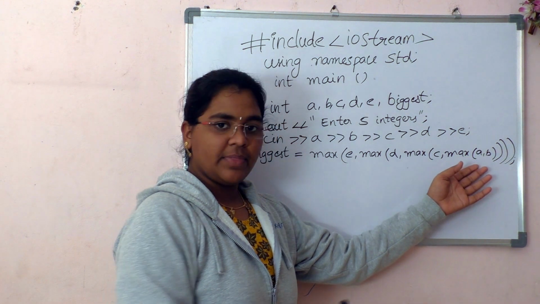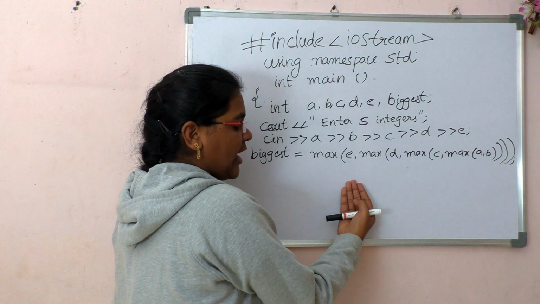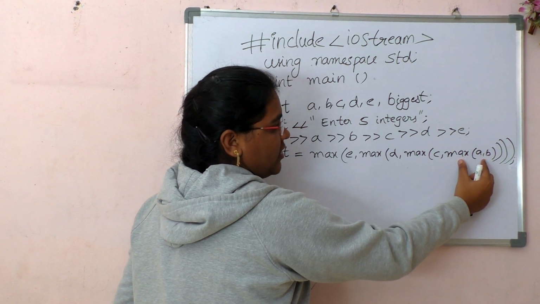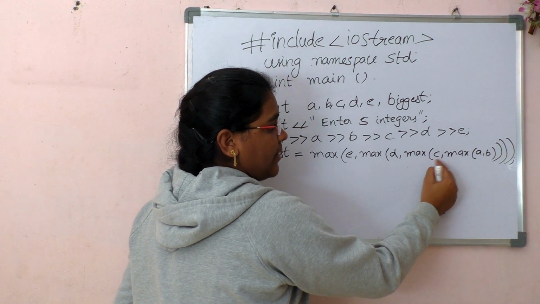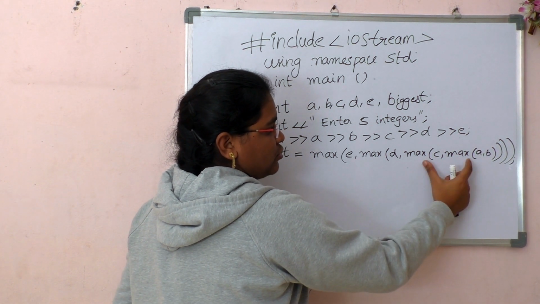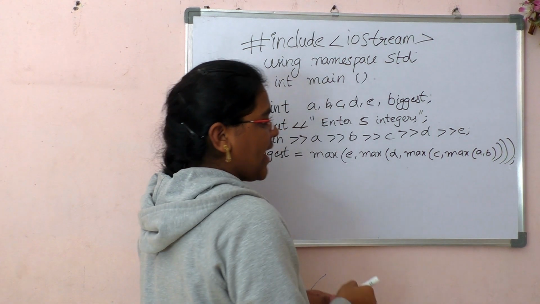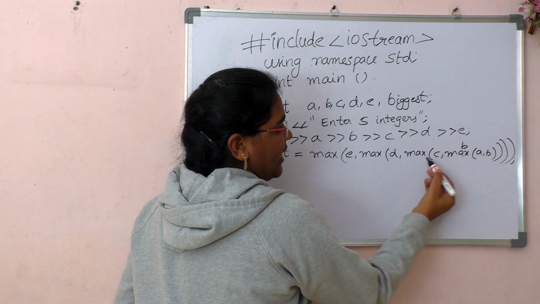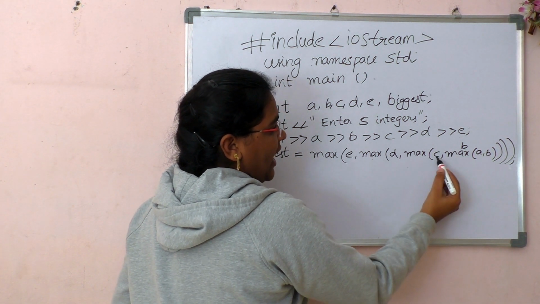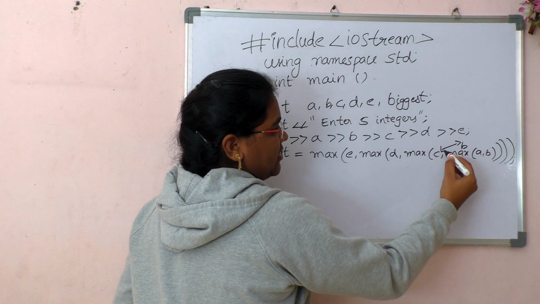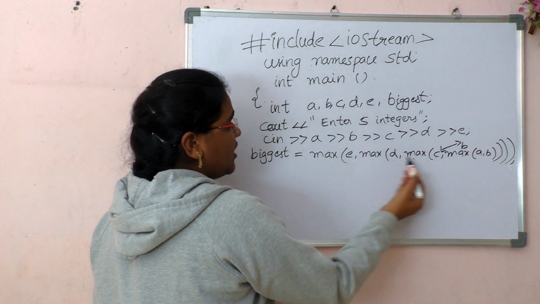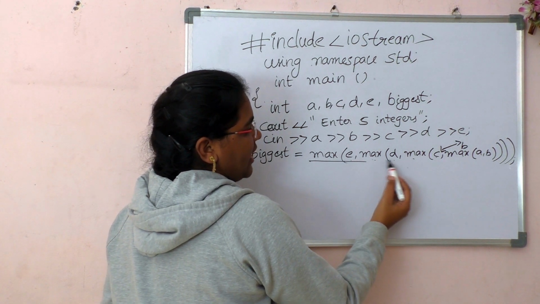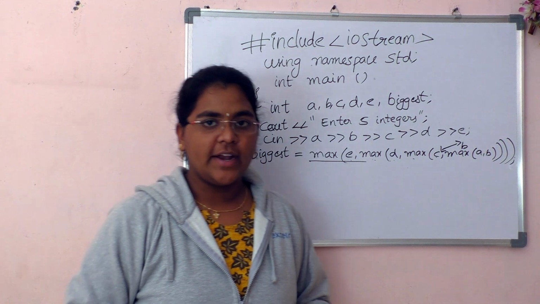First, the execution starts from left to right. The maximum of a comma b is stored here, and it compares with the number c. Suppose the maximum of a and b is b, it compares c and b again. And again it comes to the maximum of d, which is the maximum between c and d. And again it checks this. Like that, the maximum of e, comma, maximum of d, and so on. This is the logic. Hope you understand.